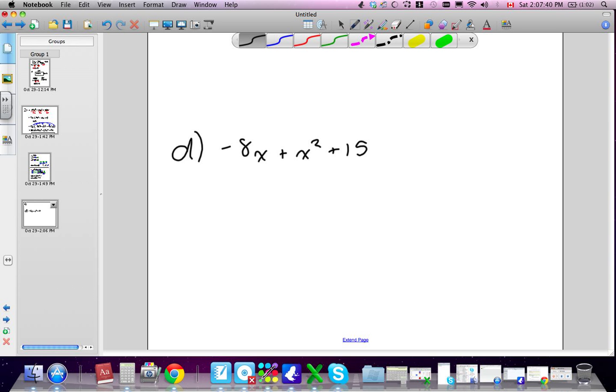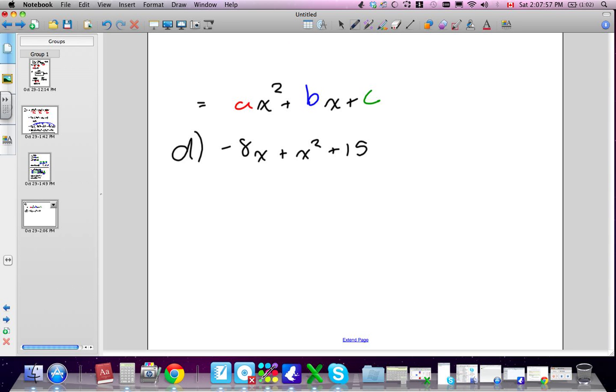b, c. If you look at the order, my x squared is the first term, x to the power of 1 is the other, and then it's the constant. I always order them by exponent, whichever has the highest exponent. So I'm going to rearrange this. I would get x squared minus 8x plus 15. Does this make sense?